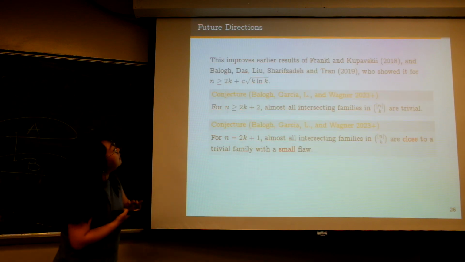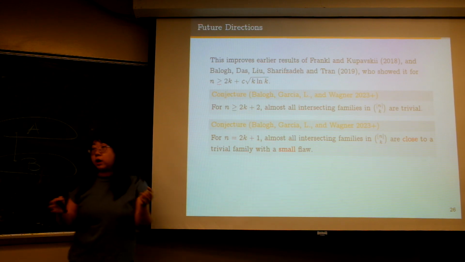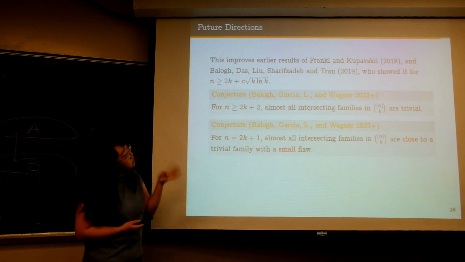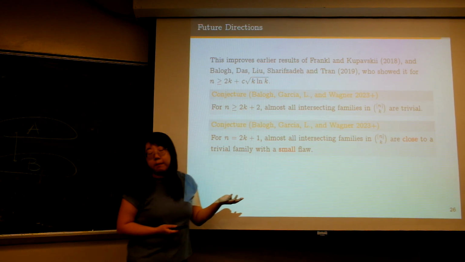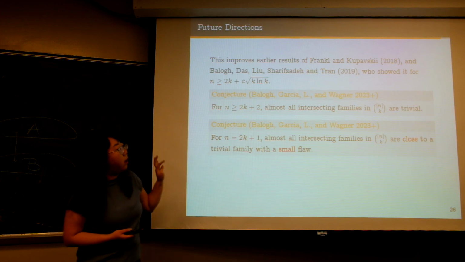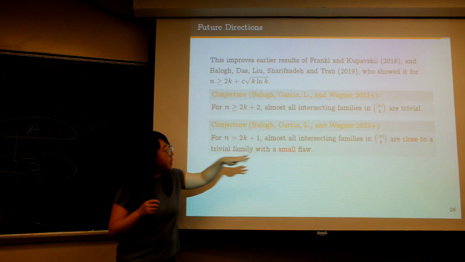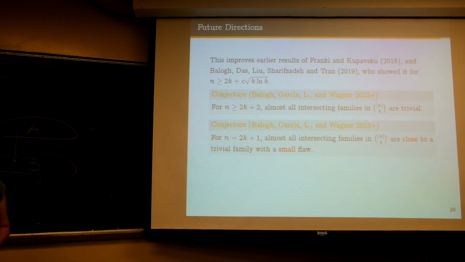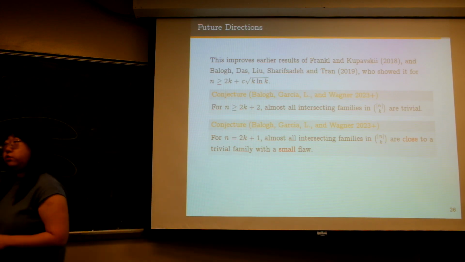And yeah, so of course we want to know if the same behavior works for smaller n. So we believe that when n is at least 2k plus 2, the behavior is the same. Almost all the intersecting families are trivial. But when n is equal to 2k plus 1, it's a little bit different. So still, the general idea is similar. Almost all the intersecting families are close to a trivial family, but now you might have some small flaws. And we believe the flaw will be like each of the components have size like 1 or 2. It's a really tiny flaw.